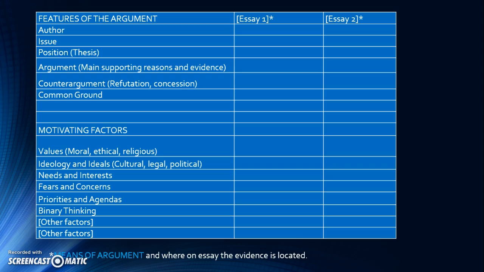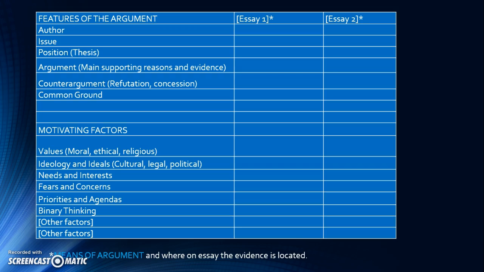Under those columns, you should be writing the means of argument, which I'll cover later on, and where in the essay or the article the evidence is located. What paragraph, what page, what have you. Just a reference so that you know where to look up the information if you get lost. Pretty self-explanatory. The first line is the authors, so you'll just write the authors in the Essay 1 and Essay 2 columns. The issue, the position, the argument, counter-argument, and common ground. Those are the features of the argument.